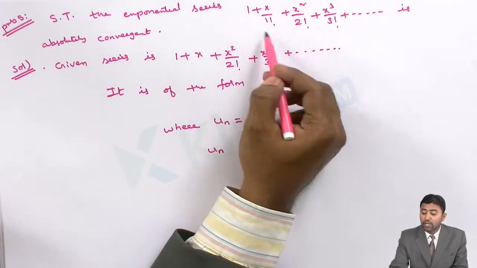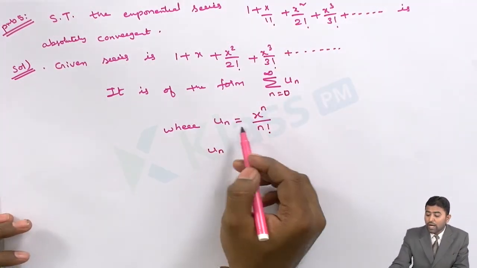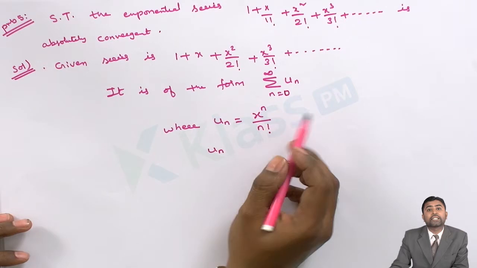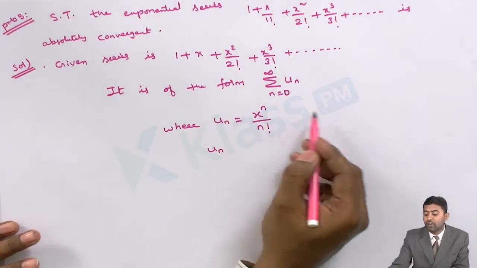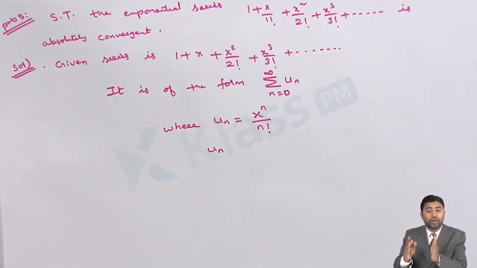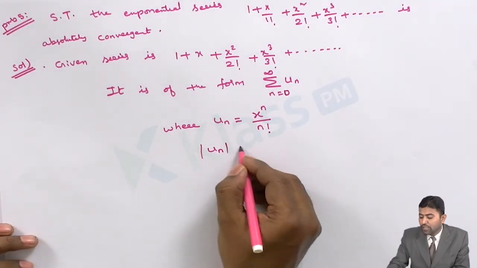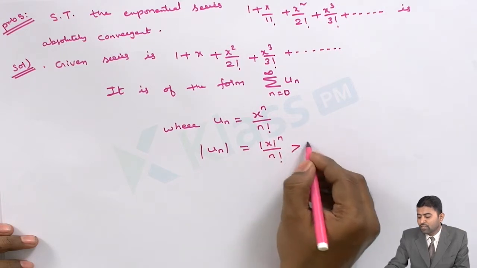See that here we are not given whether x is positive or negative. So I cannot say that un is greater than 0, because the x value is not given there. So if I apply mod, then I can say that it is greater than 0. Mod un is equal to mod x power n by n factorial, which is greater than 0.